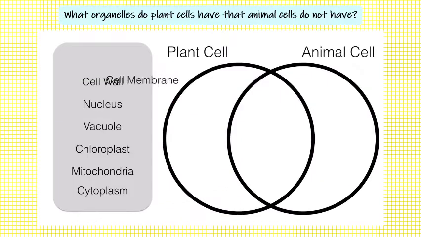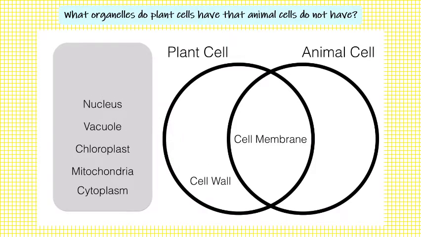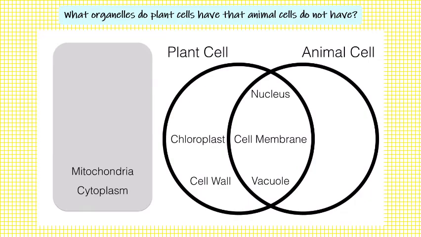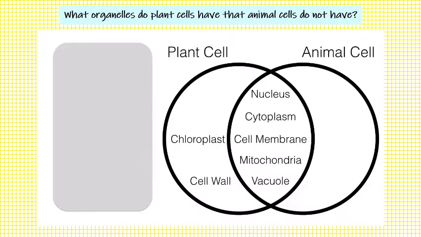Plant and animal cells are both similar and different. Both plant and animal cells have a cell membrane. However, there's only a cell wall in plant cells. A nucleus can be found in both plant and animal cells along with a vacuole. Chloroplasts are only found in plant cells. Cytoplasm and mitochondria are in both plant and animal cells.